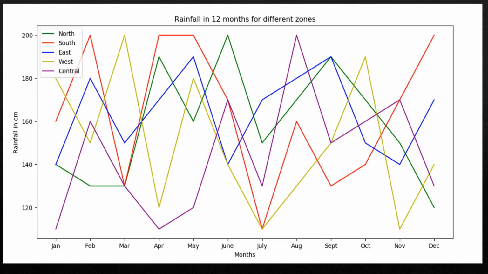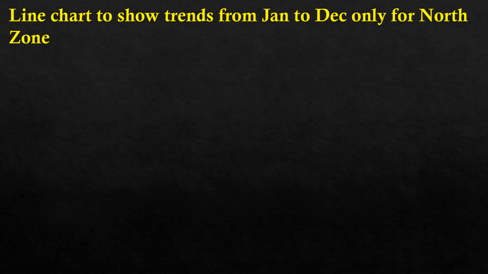So from this you can see the trends of different zones in all the 12 months starting from January to December. But it looks a little messy, so what we can do, we can individually draw line charts for different zones, 5 line charts for 5 zones. Or else we can take the average for all the zones for each month. Then we can draw the line chart to show the trend.